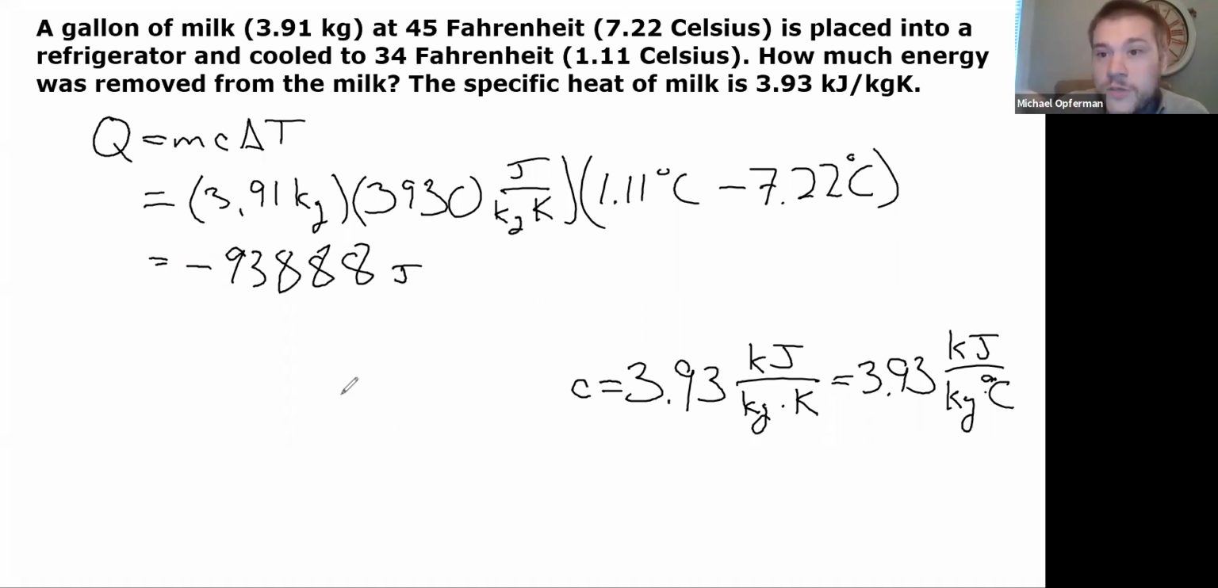But to answer the question exactly, it asks how much energy was removed from the milk. So there were 94,000 joules of energy removed from the milk, which is why it's negative, meaning removed 94,000 joules.